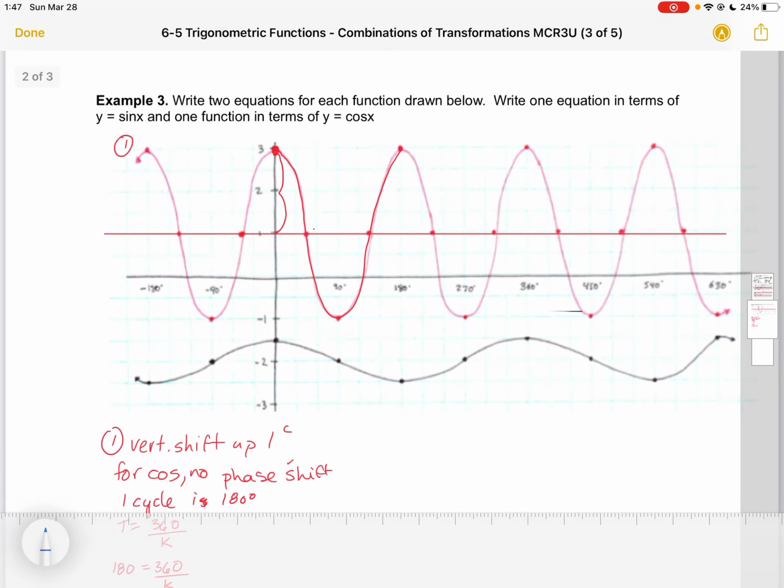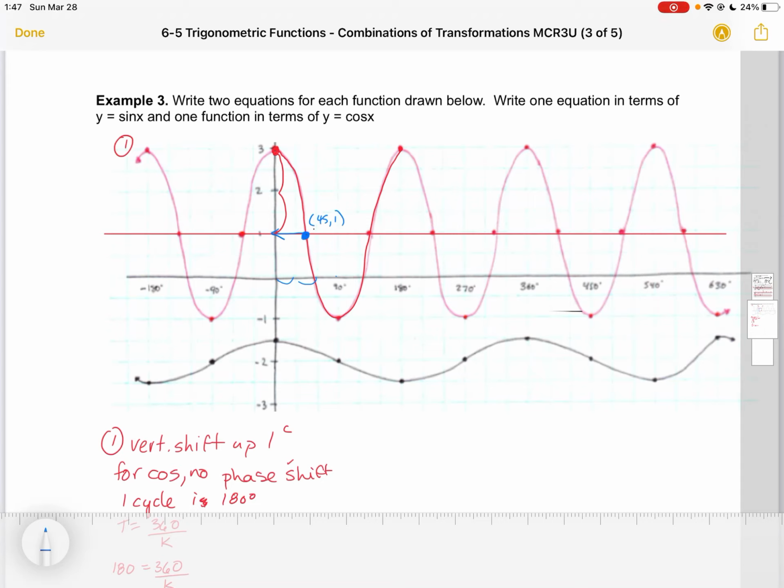Now, the example asked me to write an equation for sine as well. I've got a couple options here. You might come up with a different equation than me. What I'm going to do is picture moving this point back to the start. So if I do that, let's see, I've got 30, 60, 90. So it looks like this is at 45 and 1.